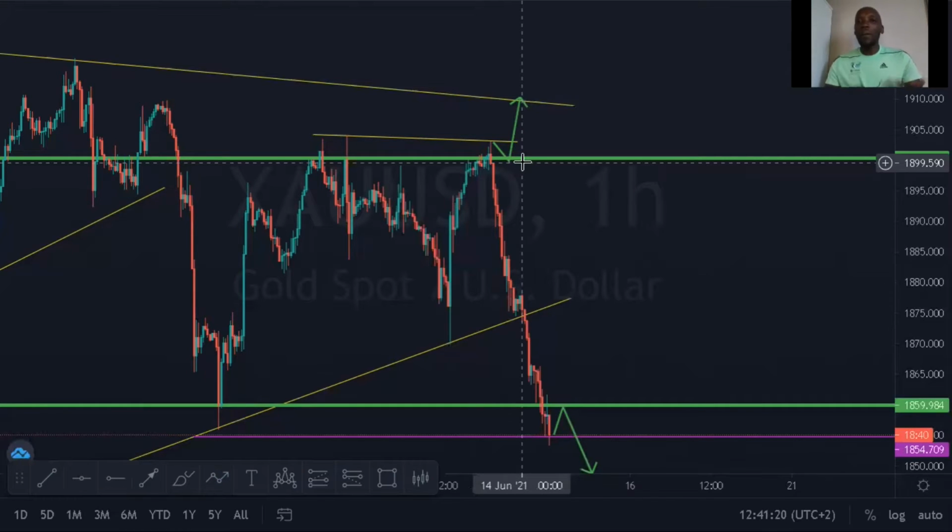Guys, I was explaining the buy limit, the sell limit, the buy stop, and the sell stop. So I think it's clear, guys.